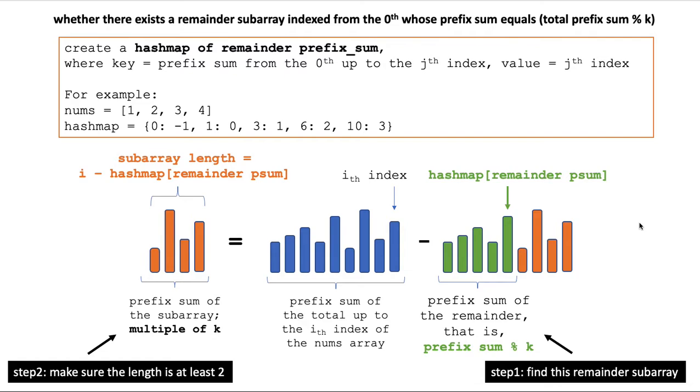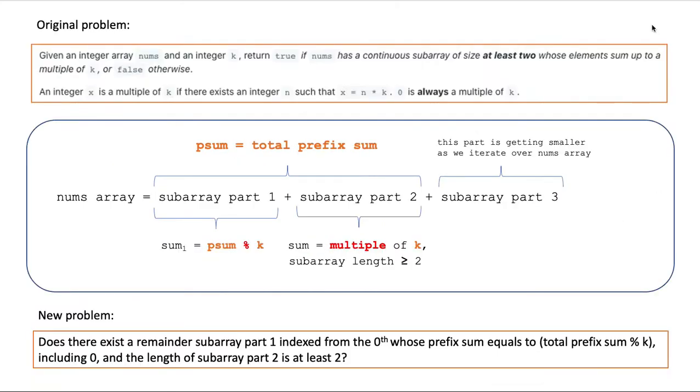Basically, there are two steps. One, find the remainder subarray by using a hash map. Two, make sure the multiple of k subarray has a length of at least 2. With all the background knowledge in mind, let's review the question one more time. The original problem is stated here.